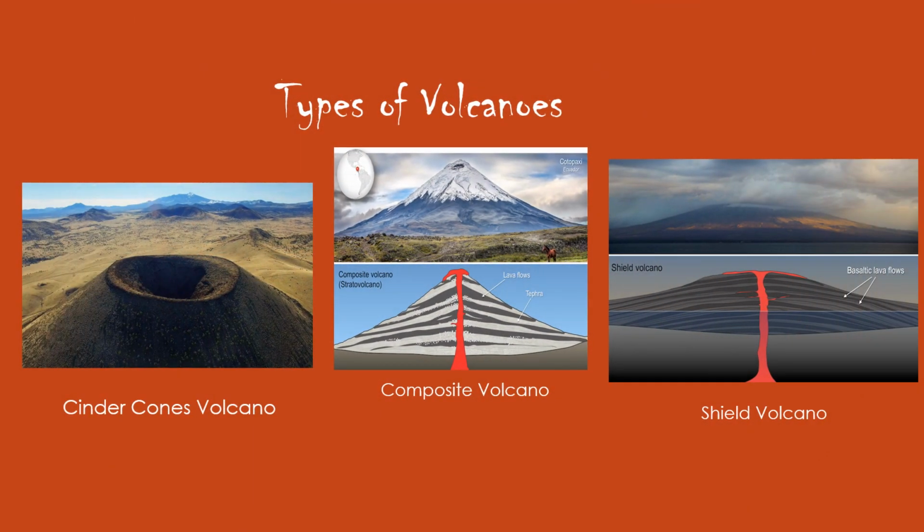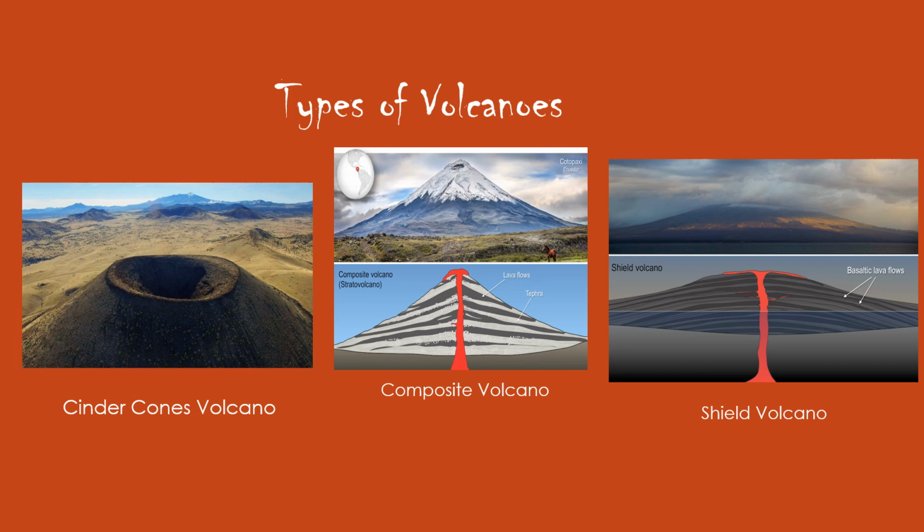Types of volcanoes. So our three main types of volcanoes are the cinder cone volcano, composite volcano, and the shield volcano. And if you look to the left of the screen, there you have an image of a cinder cone volcano, which has a bowl-shaped crater at the very top and can rise thousands of feet or so above the surroundings. And they are the most common volcano that exists.